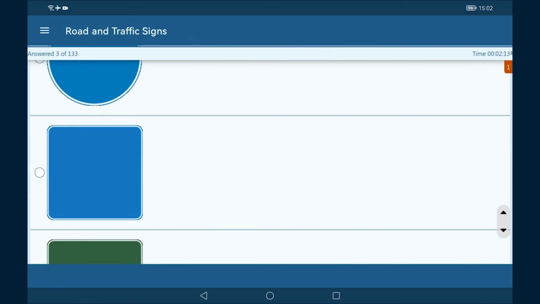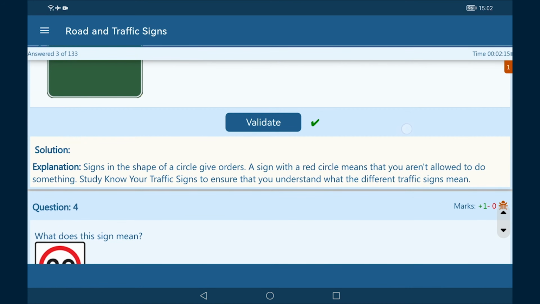Explanation. Signs in the shape of a circle give orders. A sign with a red circle means that you aren't allowed to do something. Study Know Your Traffic Signs to ensure that you understand what the different traffic signs mean.